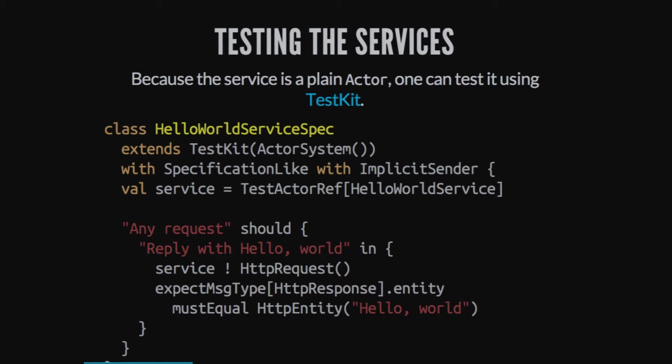In any case, for our test actor, we can construct, say using specs2, a hello world spec, which extends TestKit, which is part of Akka, and then we mix in specification like to get the actual testing infrastructure, and an implicit sender, so that we can examine the response. We create a test actor ref to our hello world service, and then check that for any request, our hello world service replies indeed with an HTTP response whose entity is hello world. So if all that works, we've written a successful test for our API.